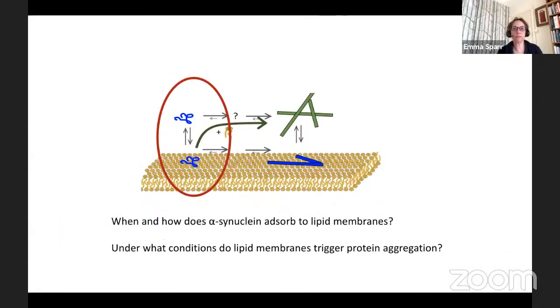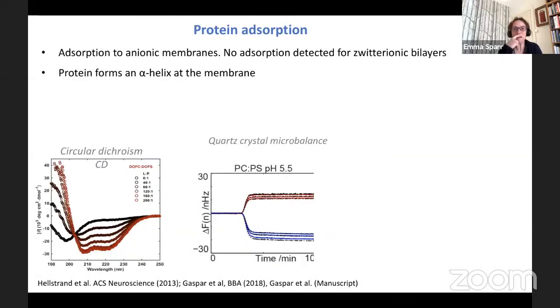I will start to talk about the first part of this process. So when and how does alpha-synuclein adsorb to lipid membranes? And under what conditions does this membrane trigger protein aggregation? Here we and others have studied this. There are some things that are very well established, and that is that the protein alpha-synuclein adsorbs to anionic membrane, but not to zwitterionic membrane. And when it adsorbs, it forms an alpha helix.